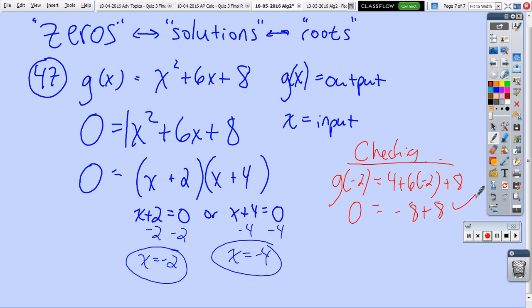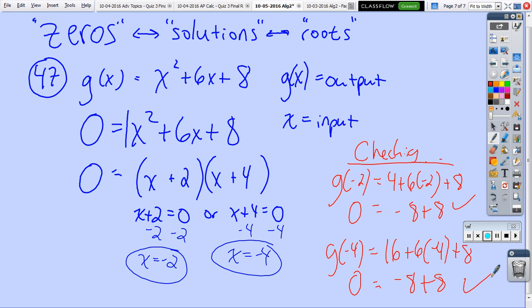And then now if you tested negative 4, g of negative 4 would be equal to 16 plus 6 times negative 4 plus 8. 16 plus negative 24 is negative 8. Negative 8 plus 8 is 0. So that also checks off. So these are correct solutions to this quadratic function. So these are just like the previous set of problems. So to solve 47 through 54, make sure you let the function equal 0.